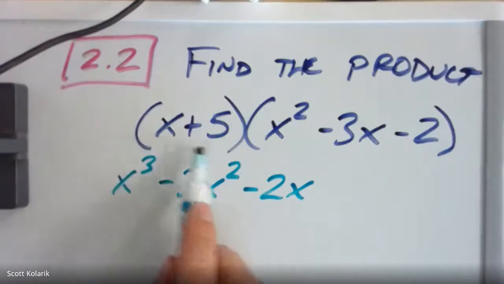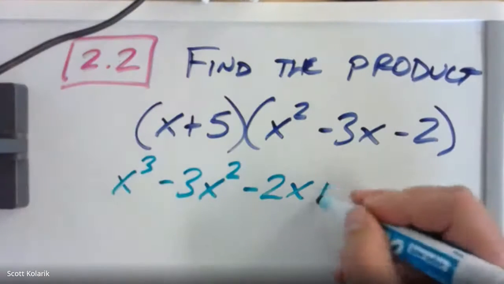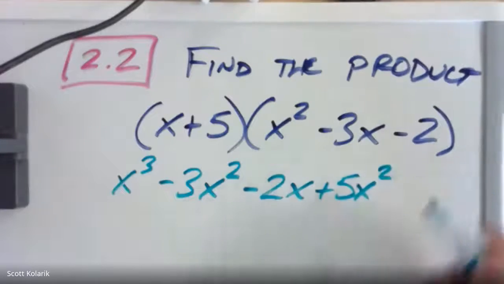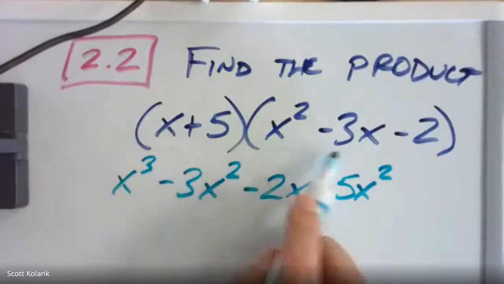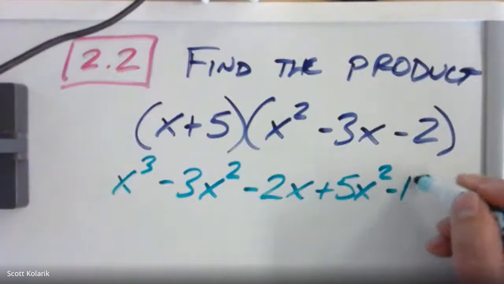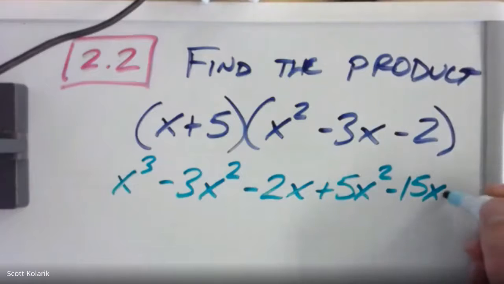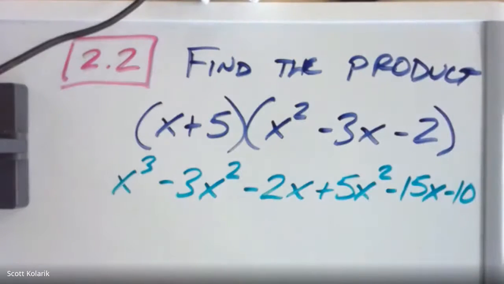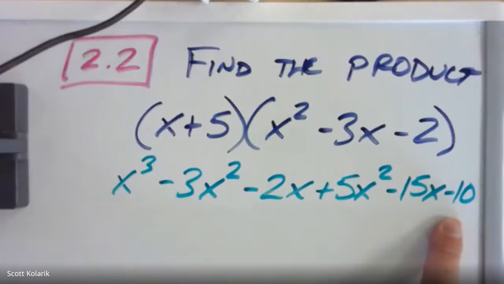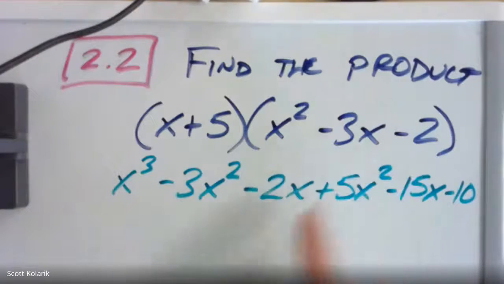Done with the x, move on to the next object, the +5. +5 times x squared gives me +5x squared. +5 times -3x gives me -15x. And lastly, +5 times -2 gives me a -10 squished in here at the end. Okay, so there's the process of distribution. This one just happens to be a little bit longer, but nothing really changed as far as the technique. It's longer because I have a longer polynomial that I'm multiplying through. But there's my distribution.